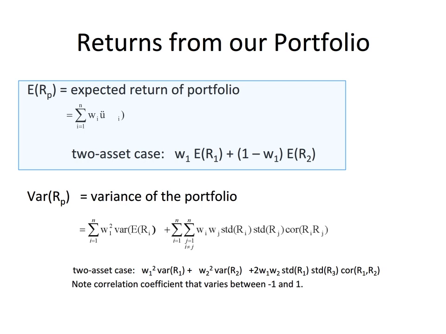You see there in that highlighted box the two asset case, which is what we used last week. It's weight 1 times expected return 1 plus weight 2 times the expected return of asset 2.